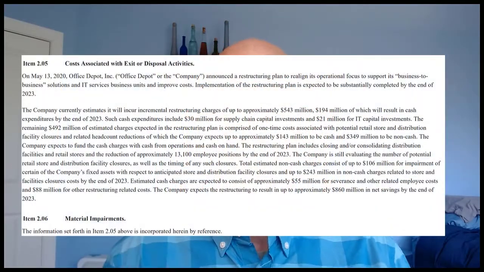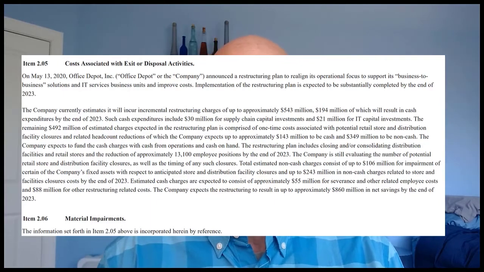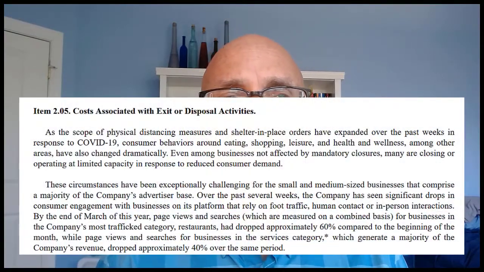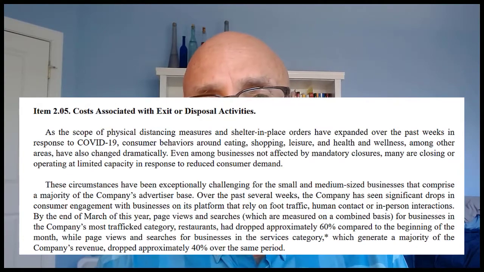And here's one where you have a 2.05 8-K combined with a 2.06 material impairment disclosure. That happens sometimes. And then this last example talks about the impact of the virus on the company and why the layoffs are happening.